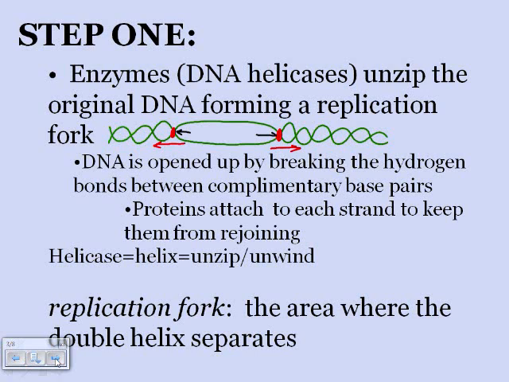Each of these two points is going to be referred to as being a replication fork. A fork meaning like a fork in the road where it splits. If you look here, this is where it splits. This is where it splits. So it's the area where the double helix is starting to separate.